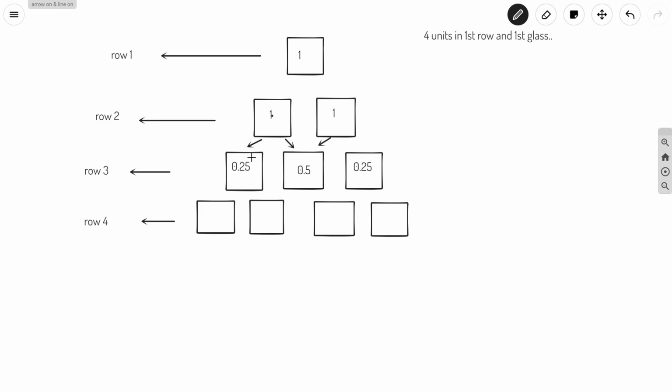So basically if we want to get the amount of champagne present in the second glass of the third row, we will just return 0.5. So let us think about how we can solve this question.